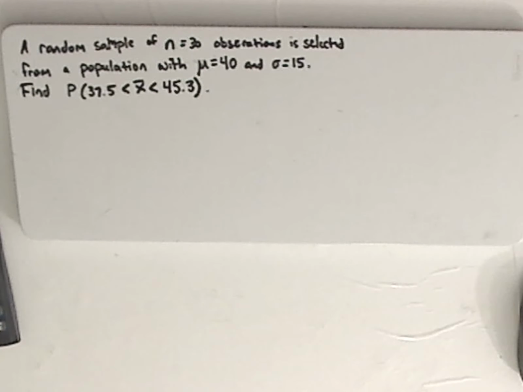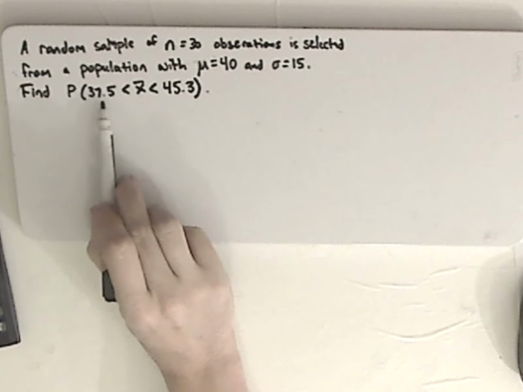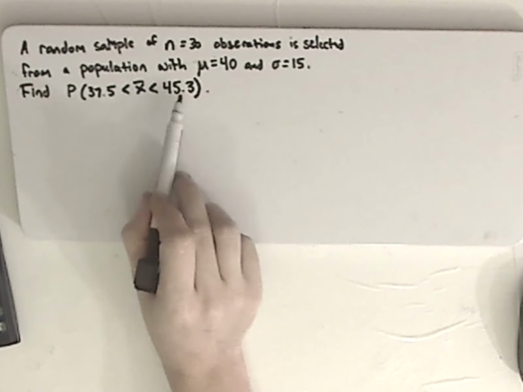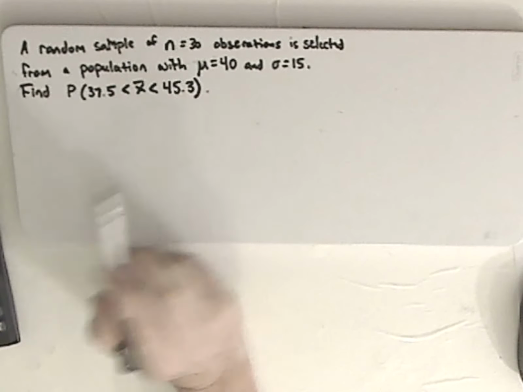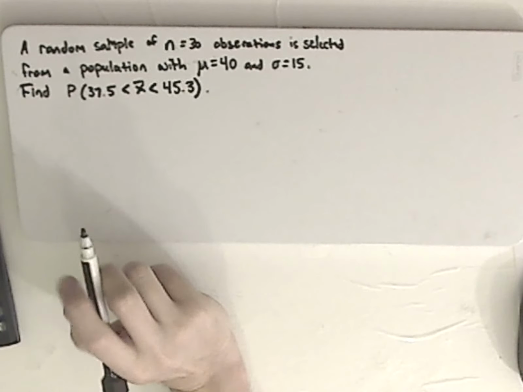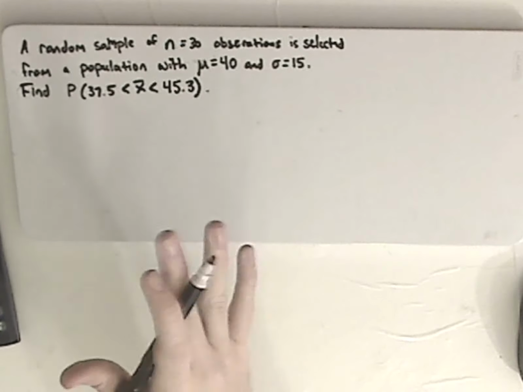Let me read the problem to you. A random sample of n equals 30 observations is selected from a population with mean equals 40 and standard deviation equals 15. Find the probability between 37.5, the means, and 45.3. So pause the video and see if you can try to do this one on your own.